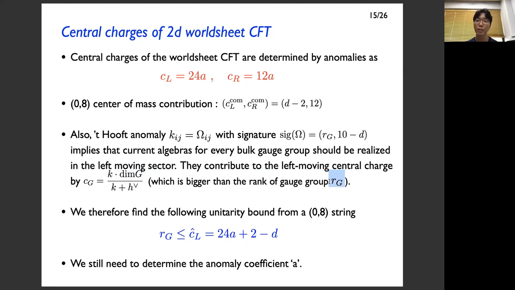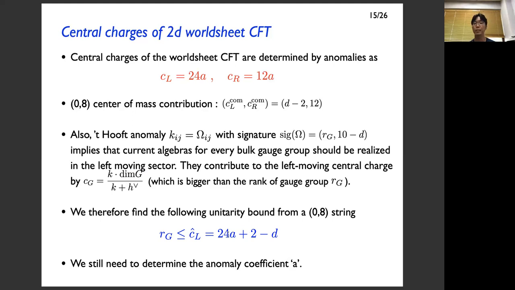Because of this current algebra, again, we have a unitarity bound for the unitary worldsheet theory on the string. The bound is given by this after subtracting the center-of-mass contribution. So the bulk gauge group can have rank less than or equal to 24 times A plus 2 minus d. But to get the precise bound, we need to determine this coefficient A. A is a non-negative integer.